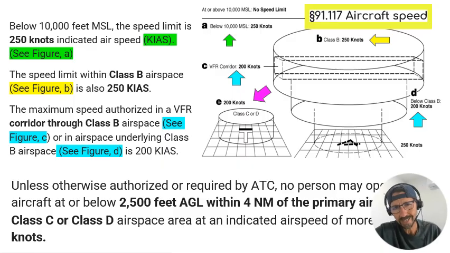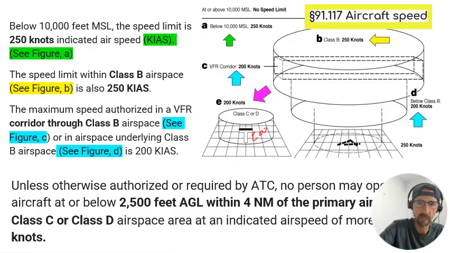We haven't really talked about Class E airspace, but that's 200 knots in Class E airspace. Okay, cool. Unless otherwise authorized or required by ATC, no person may operate an aircraft at or below 2,500 feet within 4 nautical miles of a primary airport, Class C or D airspace area, at an indicated airspeed more than 200 knots. So I know you don't see it, I'm in the way of it, but no more than 200 knots when you're within that basically airport environment, right? Okay, so yeah, that's 200 knots. So I'll write it in here, 200. Cool.